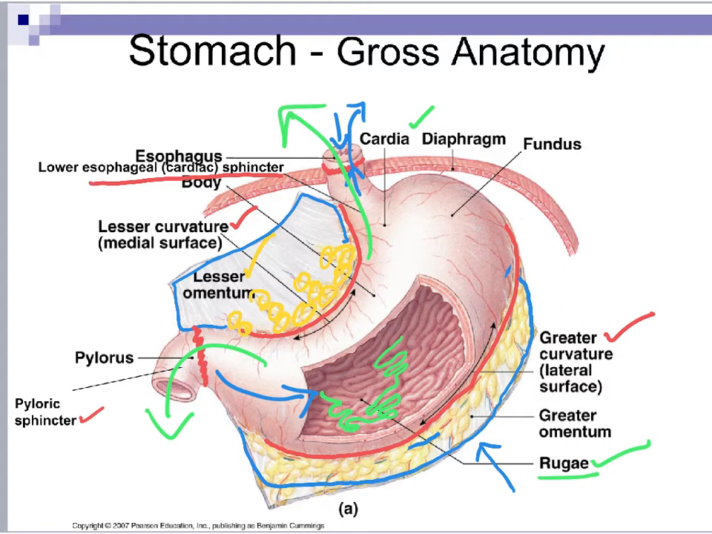Very little is absorbed through the wall of the stomach in the way of nutrients. Things like water, salts, aspirin, and alcohol can get absorbed through the wall of the stomach, but for the most part, nutrients can't. So what the rugae are meant to do is allow for the stomach to expand when there are larger volumes of food on the inside.